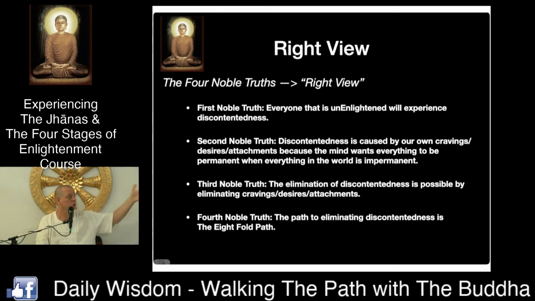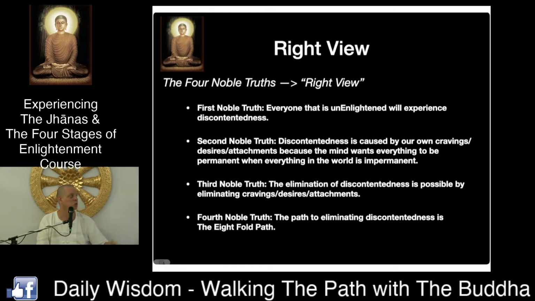So the first Noble Truth is explaining the problem, that the problem in the unenlightened state is that the mind's experiencing discontentedness. This is the up and down and up and down and up and down of the mind. The mind's experiencing pleasant feelings, so happy, so excited, but then it drops off into the painful feelings like anger, sadness, frustration, and others. This is the problem that the Buddha discovered.